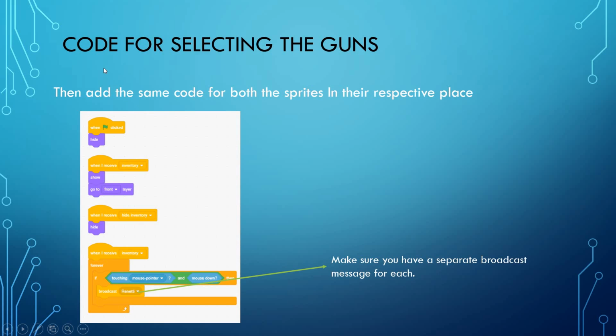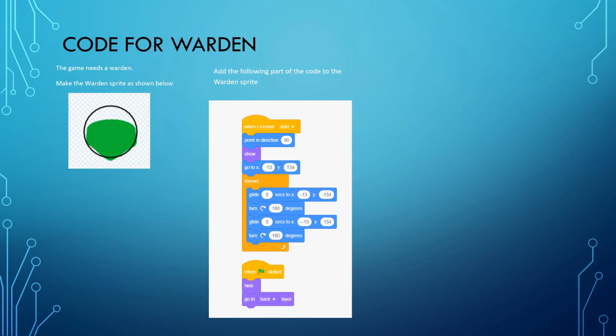Code for selecting the guns. Then add the same code for both the sprites in the respective place. You can add the same code for one of the sprites, duplicate it, change the costume, and remember to change this broadcast message, as if you don't change, a big error will happen and eventually your game is going to work incorrectly.